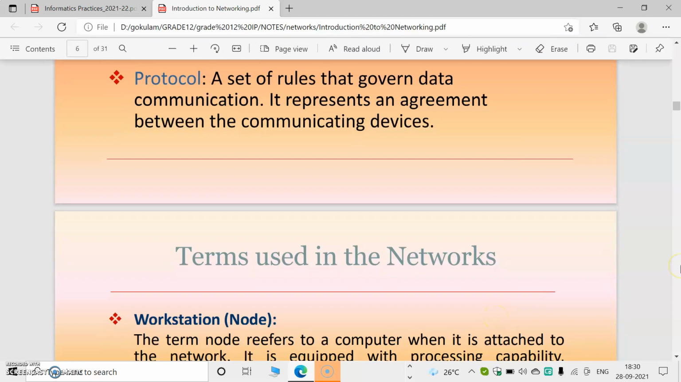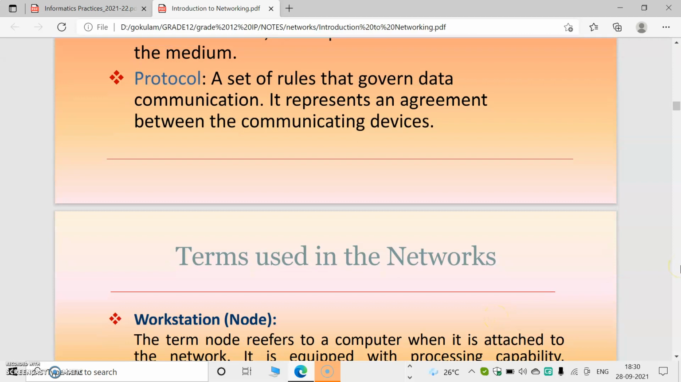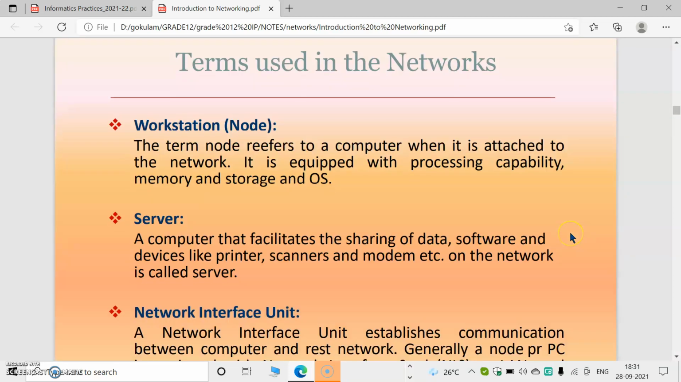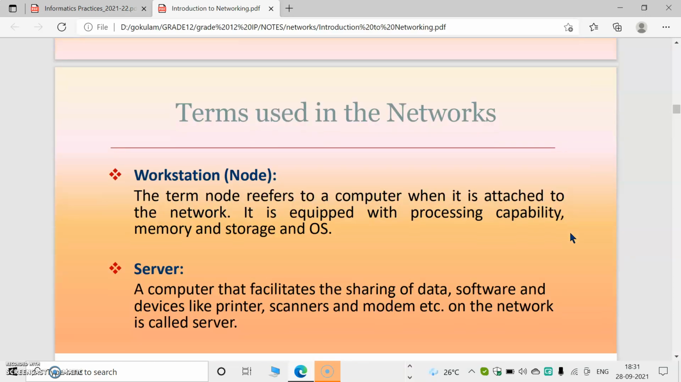The fifth one is protocol. What is a protocol? We are all familiar with the term protocol. In the police, for example, there is a protocol: an SI should salute a CI or SP, like that. So protocol is a rule. By using this rule, data communication works in an effective manner. It represents an agreement between the communicating devices.